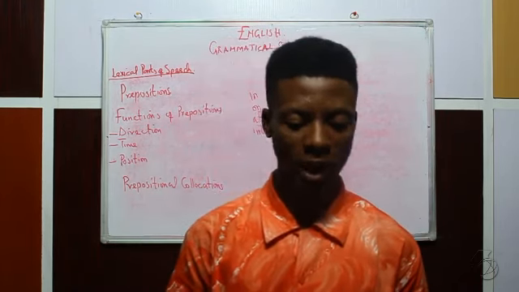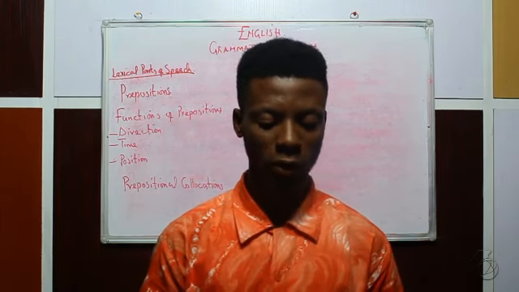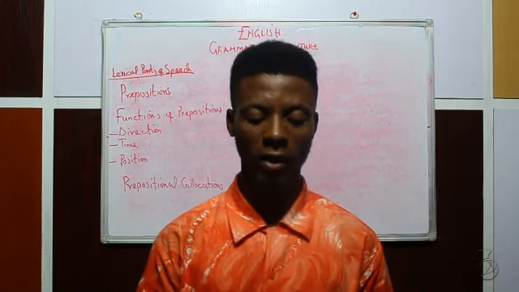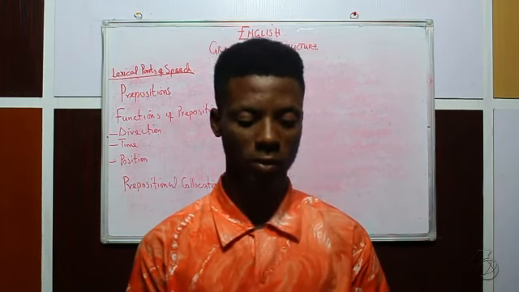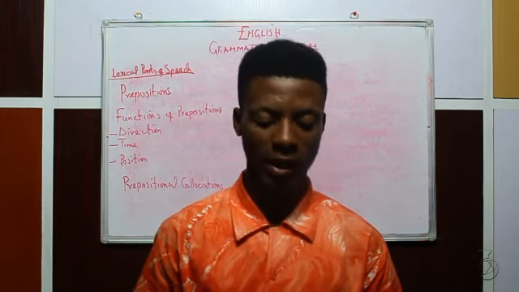Now let us take a look at the preposition indicating position. The spoon is on the table. On is telling us the position of the spoon. The woman stood beside her husband. Beside her husband.